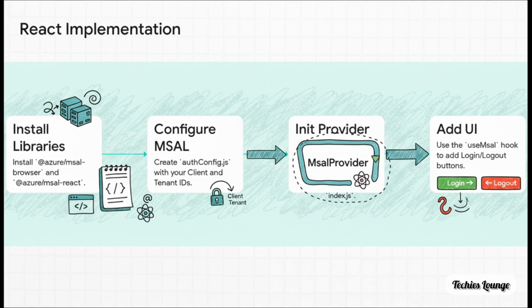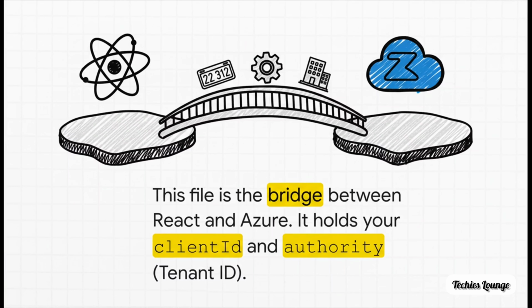And finally, we add the fun parts, the login and logout buttons for the user to click. That auth-config.js file we just mentioned, it's the critical bridge between your code and the cloud. This is exactly where you're going to paste that client ID and tenant ID you copied from Azure a minute ago. You can think of it as the contact card for your app. It tells MSAL exactly which Azure application it should be talking to.